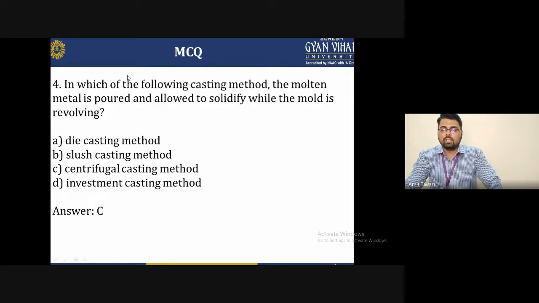Fourth: in which of the following casting methods is the molten metal poured and allowed to solidify while the mold is revolving? The options are A die casting method, B slab casting method, C centrifugal casting method, and D investment casting method. The correct answer is C, centrifugal casting method.